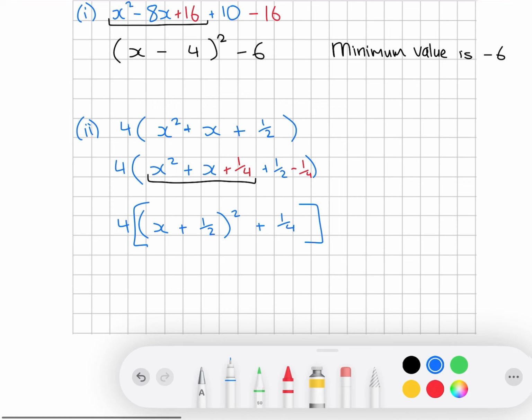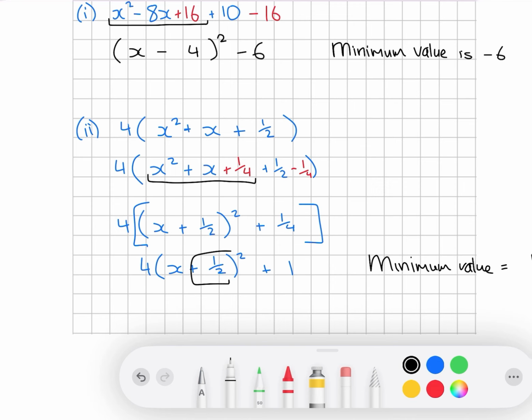And now I'm going to multiply the 4 back in. I'm not actually going to multiply back out the bracket. That defeats the purpose. So I just put the 4 outside, but the 4 is being multiplied by the bracket and then by the 1/4. So 4 obviously by a quarter is just 1. So the minimum value of this one is 1. And if it was a point, it would be minus a half.